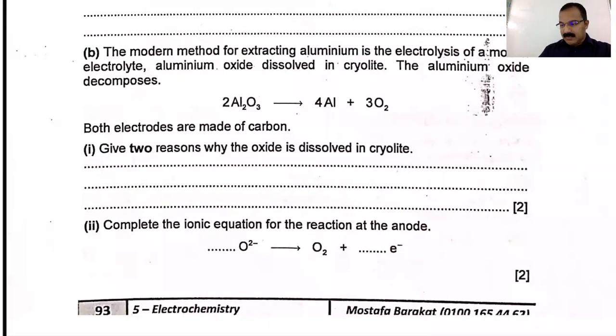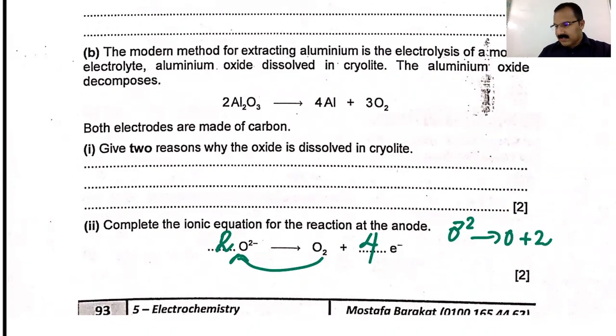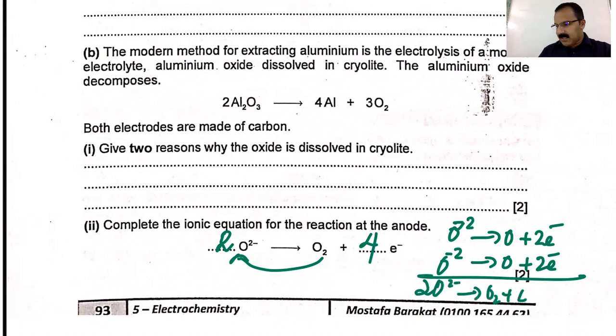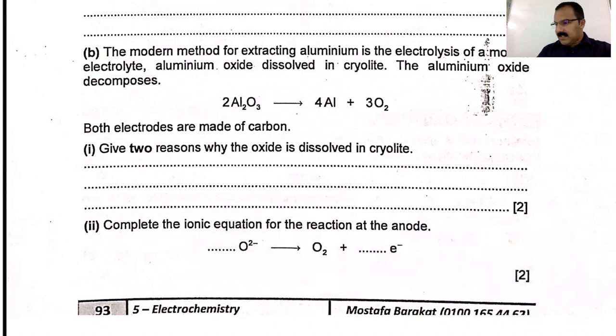Complete the ionic equation for the reaction. This 2 should be over here. So it is 2O2 minus gives O2 plus 4 electrons. O2 minus becomes O plus 2 electrons. One more O2 minus becomes 1 oxygen plus 2 electrons. So when we add, it is 2O2 minus becomes O2 plus 4 electrons. That's the explanation.